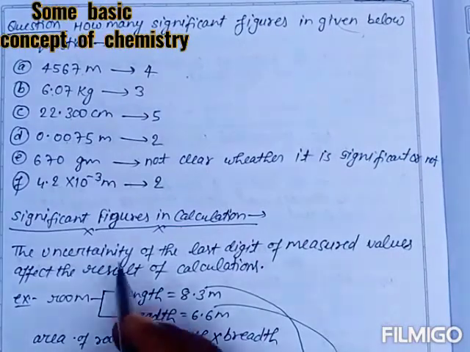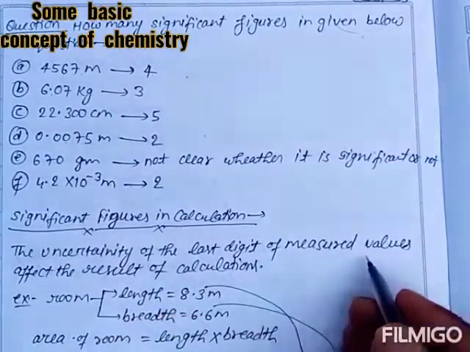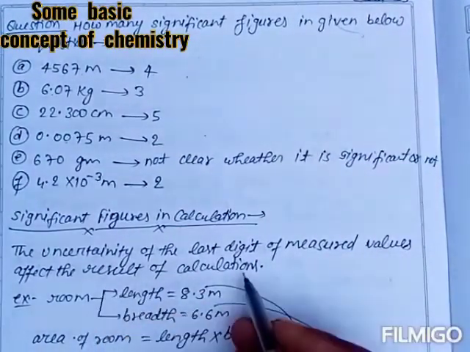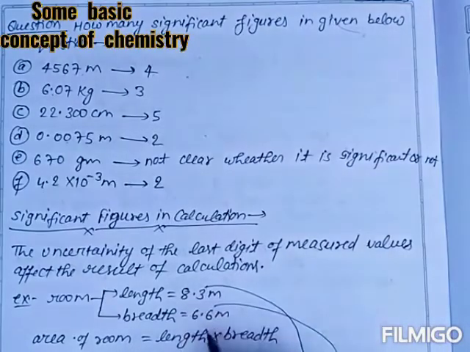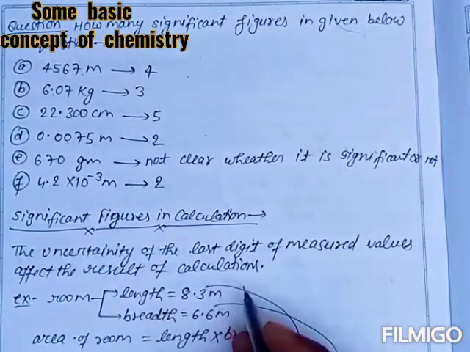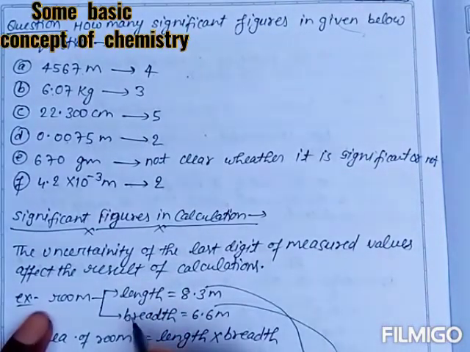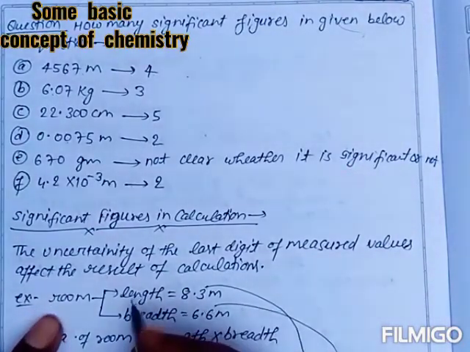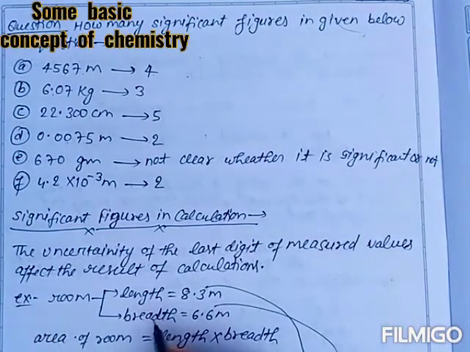Now, significant figures in calculation: we are going to see how to calculate significant figures. The uncertainty of the last digit of a measured value affects the result of a calculation. If the calculation is not done properly, your significant figures will be wrong. There are some rules which you can apply to check your answers.